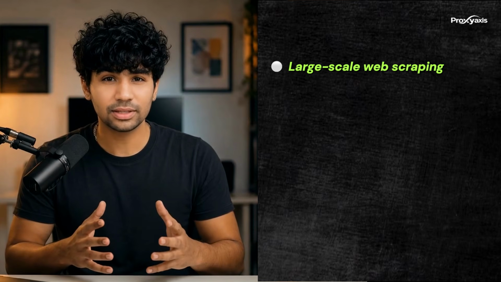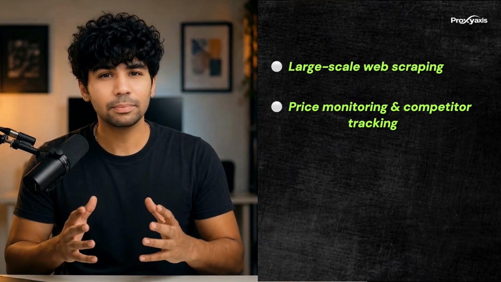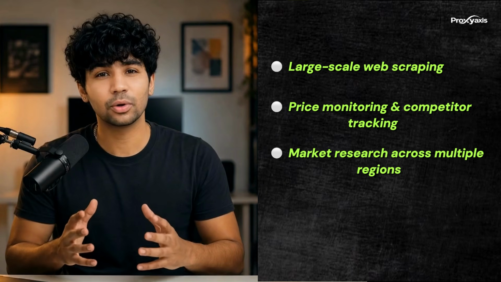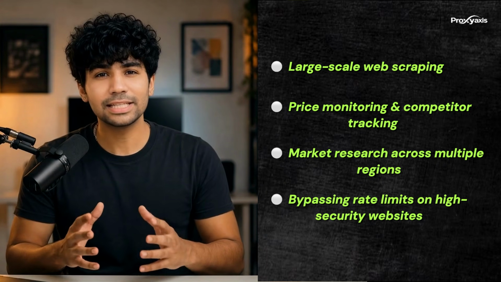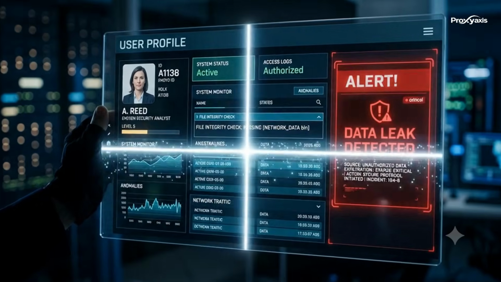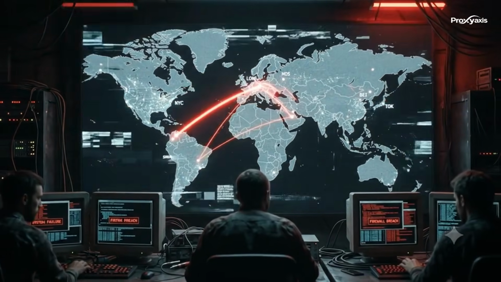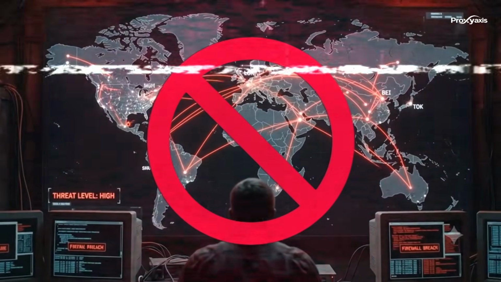This makes rotating proxies the go-to choice for large-scale web scraping, where you're sending thousands of requests per minute, price monitoring and competitor tracking, market research across multiple regions, and bypassing rate limits on high-security websites. The superpower here is scale and anonymity. Since your identity keeps changing, it's incredibly hard for websites to detect a pattern or block you completely.